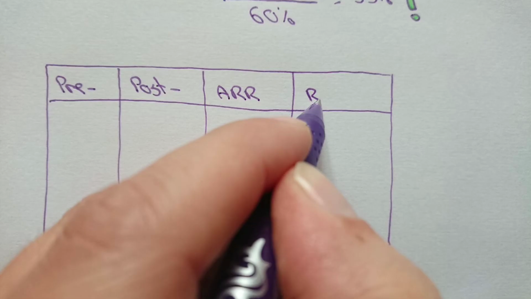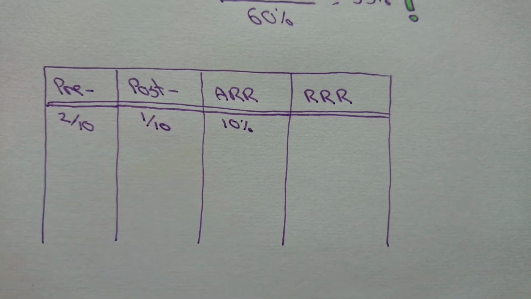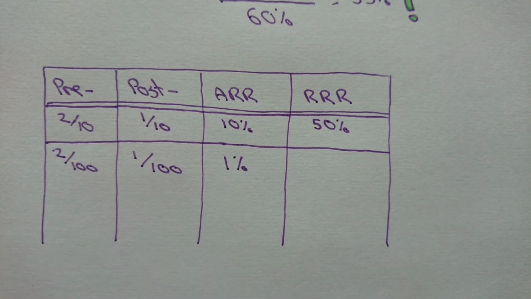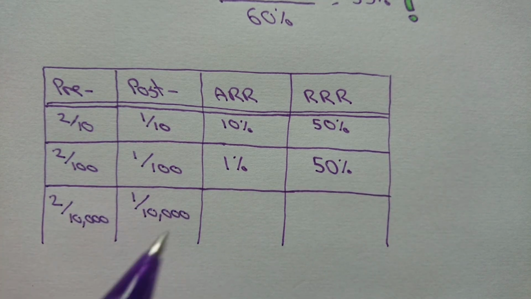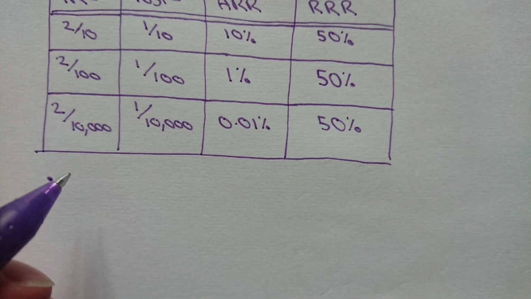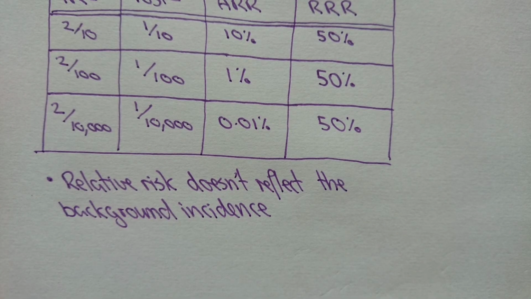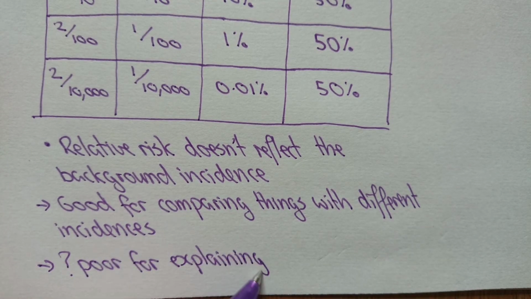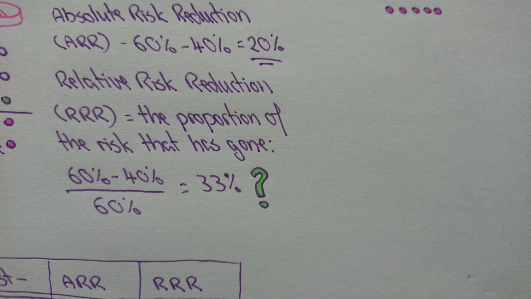How else is it weird? Well, if something reduces the risk of an event from 2 in 10 to 1 in 10, the absolute reduction is 10%, but the relative reduction is 50%, because 1 is 50% of 2. If we reduce the numbers to 2 in 100 and 1 in 100, the absolute reduction goes down to 1%, but the relative reduction stays at 50%, because 1 is still 50% of 2. 2 in 10,000 to 1 in 10,000 is an absolute reduction of 0.01%, but the relative reduction is still 50%. This is because the relative risk doesn't reflect the background incidence, which might be good if you want to compare some things, but it's less good for explaining how good something is to a patient.